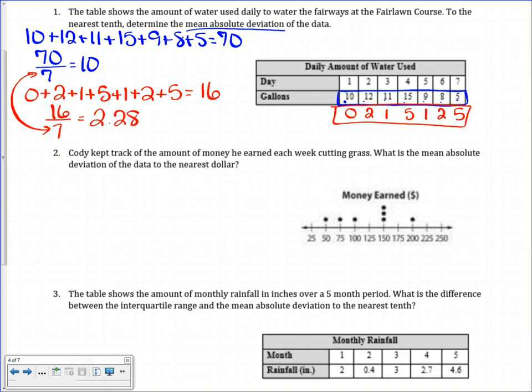Now be careful. We're going to go back, read our question. To the nearest tenth, what is the mean absolute deviation? So we're going to round to that point right there. So we look at the number after it. Because this is an 8, the 2.28 is going to bump up. It's about 2.3.